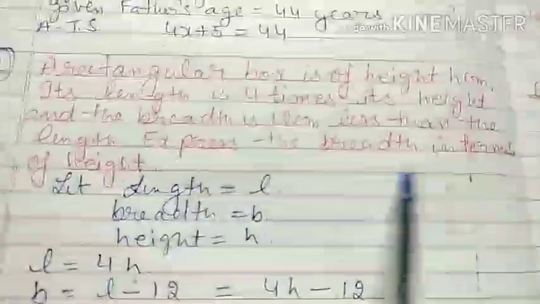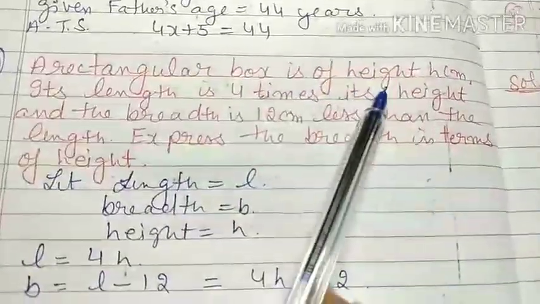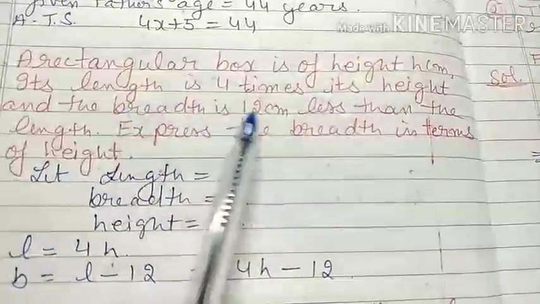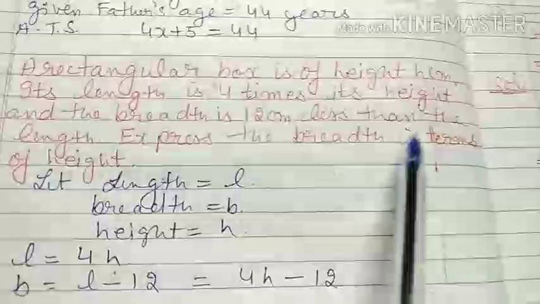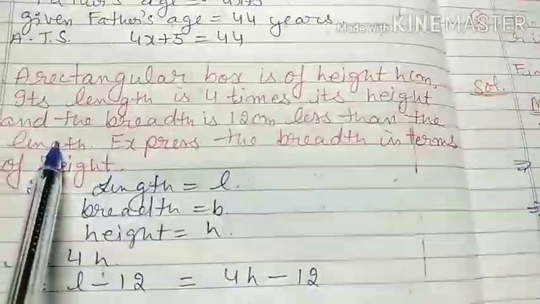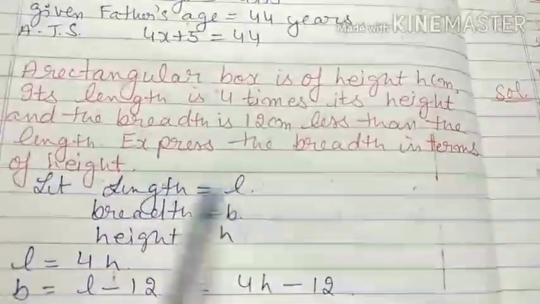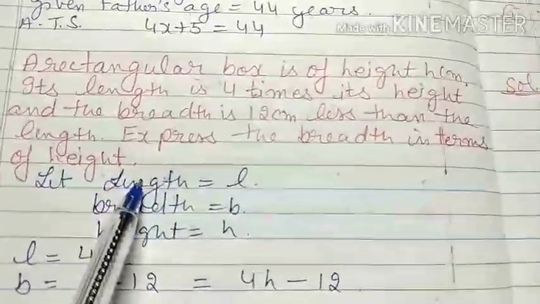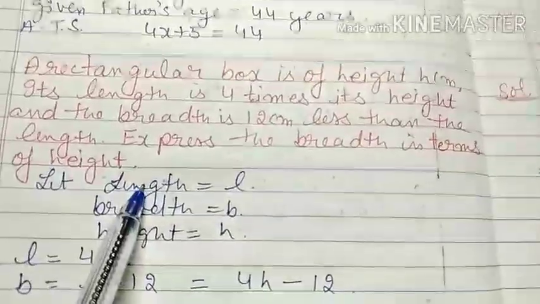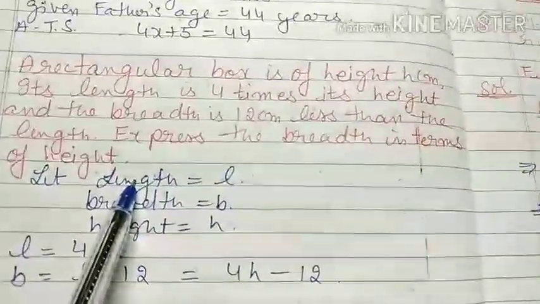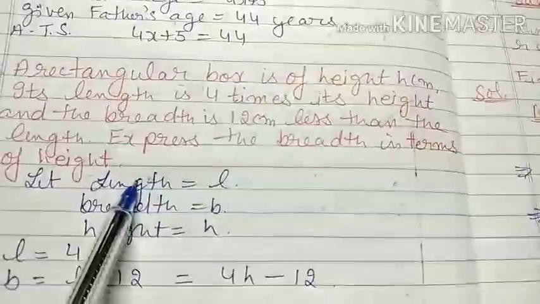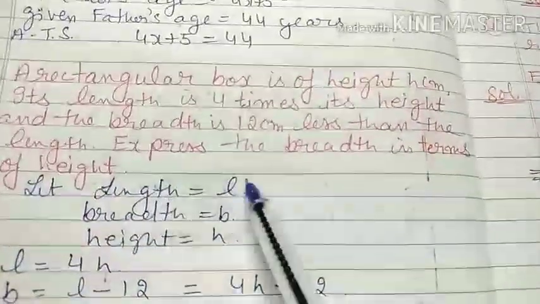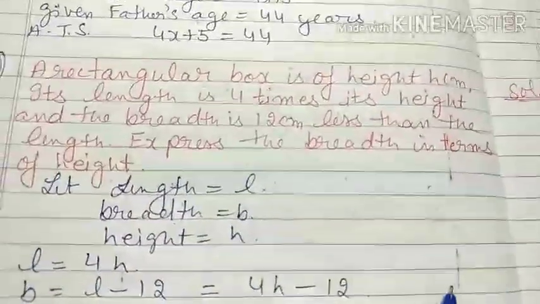Another question: a rectangular box has height 8 centimeters, its length is 4 times its height, and its breadth is 12 centimeters less than the length. Read the statement carefully and convert it into expression form. Your answer should have breadth in terms of height. It means breadth should be on the left side, and on the right side whatever terms are there, no length L variable should be there, only the H variable. So I consider length equal to L, breadth equal to B, height equal to H.